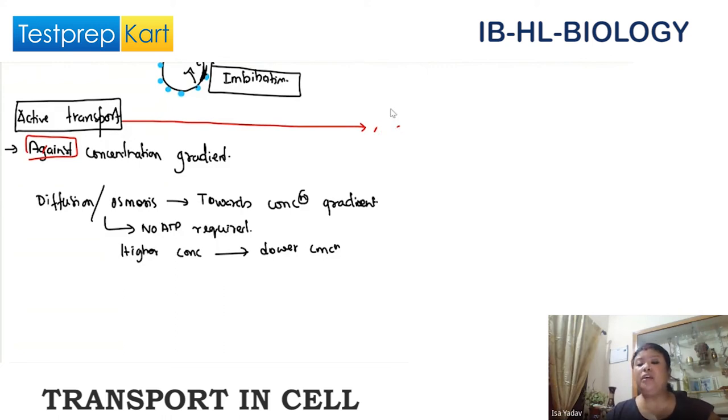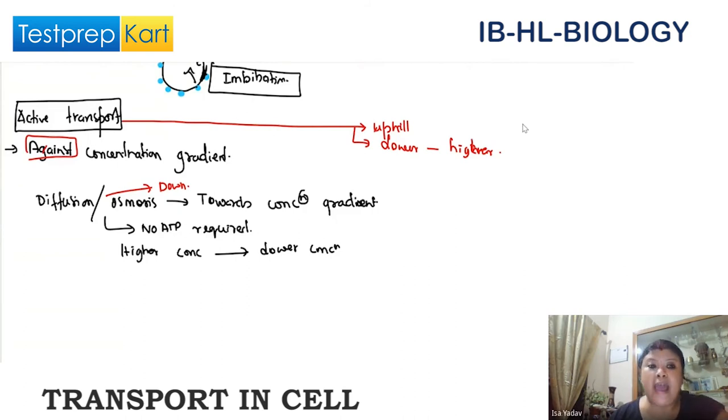Also, when the components have to be taken uphill. Here, diffusion is downhill, towards the concentration gradient; against the concentration gradient is uphill. That means from a region of lower concentration to a region of higher concentration. When you move something from lower to up, you're pushing it, you need energy. Same way, when molecules are taken from lower concentration to higher concentration, they need energy. And that is called active transport. Is this clear?